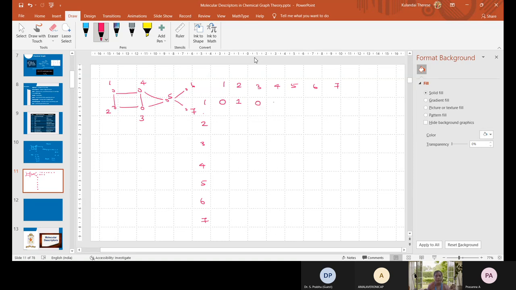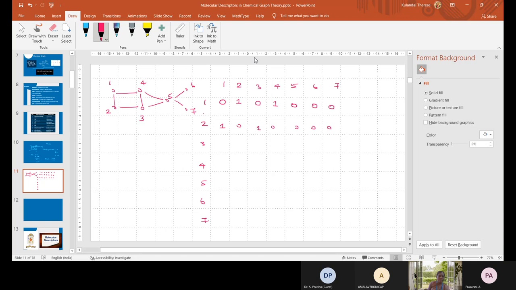With 4 it is related, therefore you can put 1. Therefore, if it is related or adjacent, then we put 1 in the adjacency matrix. Therefore, this is nothing but an adjacency matrix. Then 1 is not related with 5, 6 and 7. Then we consider the second atom. This is related with only 1 and 3. Therefore, you put 1 for 1 and 3, and all the other entries are 0.